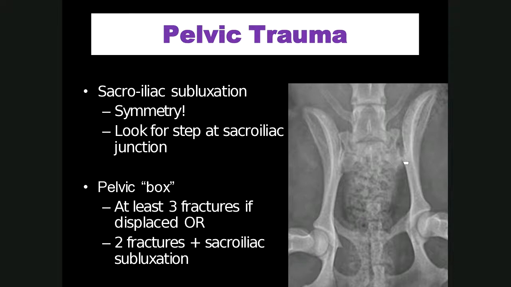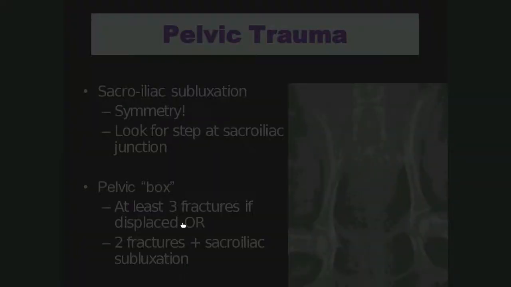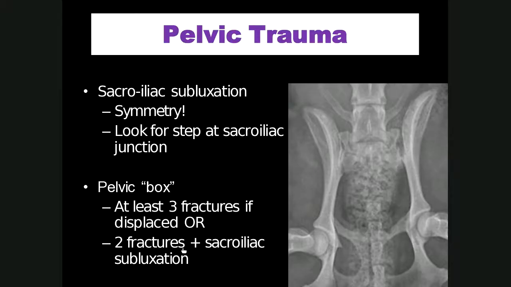The pelvic box or the pelvis can be seen as a symmetrical box shape and can only be disturbed if there are either 3 fractures that are displaced or 2 fractures and a sacroiliac subluxation. For example, in this radiograph, there is a presence of a sacroiliac subluxation as well as 2 fractures of the right hemipelvis at the pubis and at the ischial table. This results in slight cranial displacement of the left hemipelvis and the right pelvic floor.